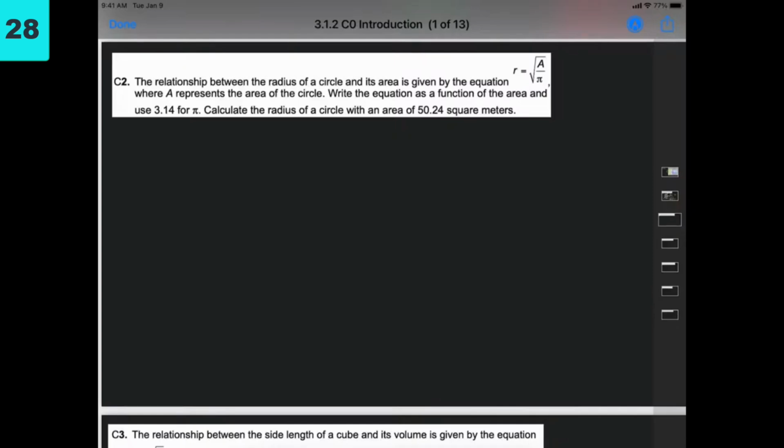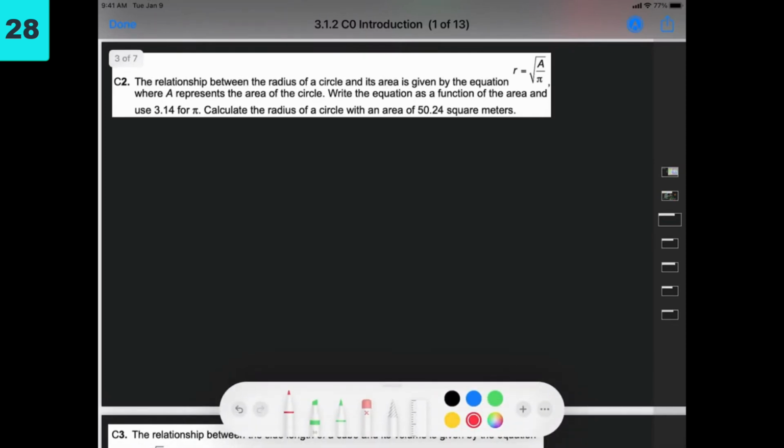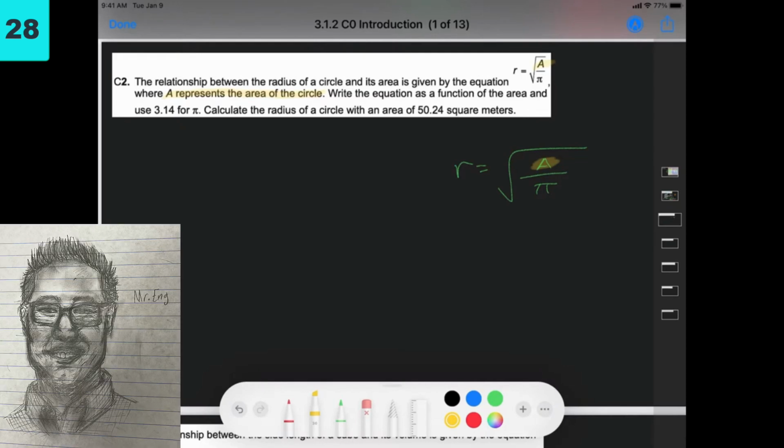All right, C2, the relationship between the radius of a circle and its area is given in this equation. So let's write down that equation. R equals square root of A over pi. Okay, let's do some highlighting, super helpful. A represents the area of the circle, so that's this one right here. Write the equation as a function of the area and use 3.14 for pi. Calculate the radius of a circle with the area of 50.24.